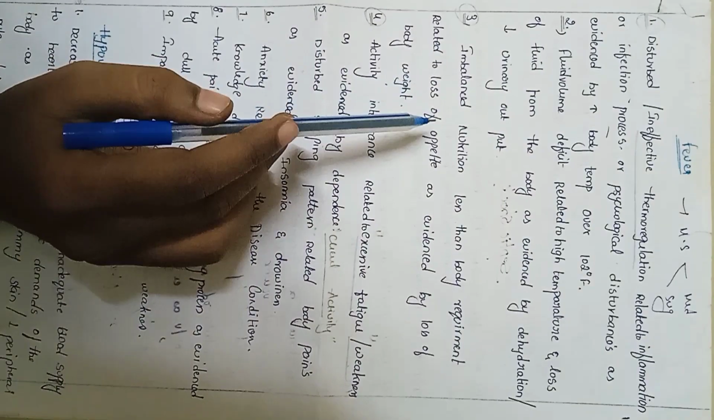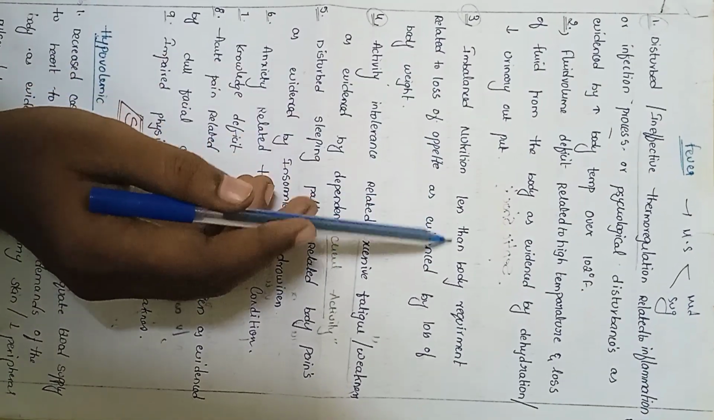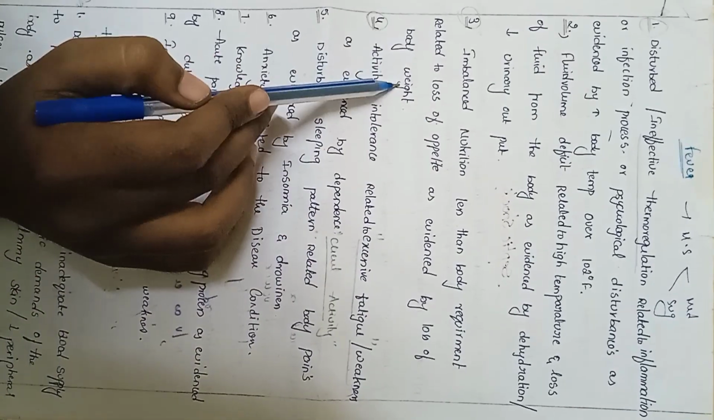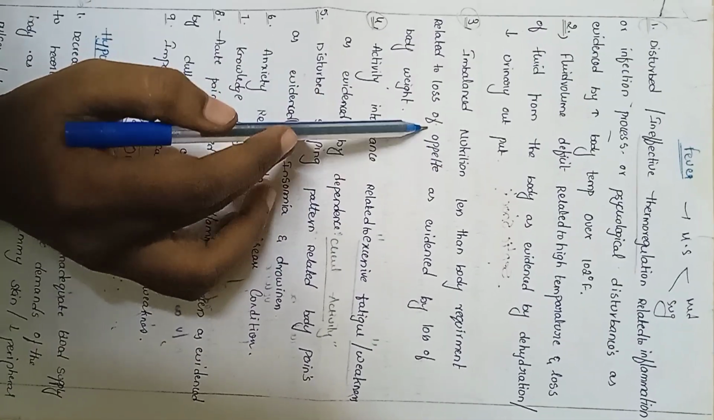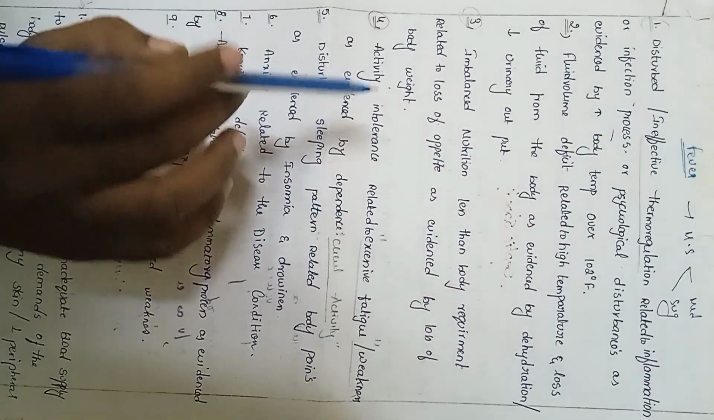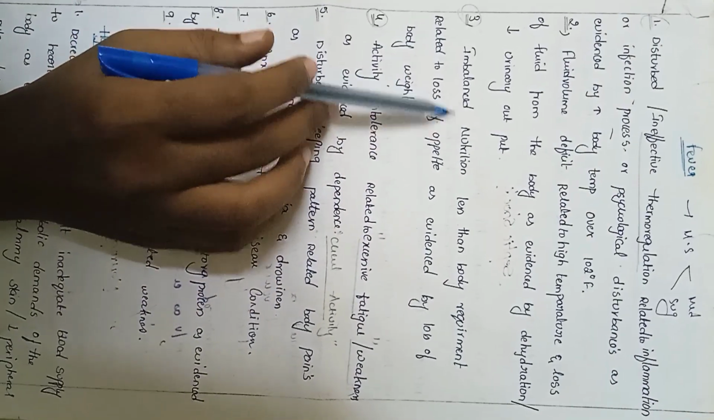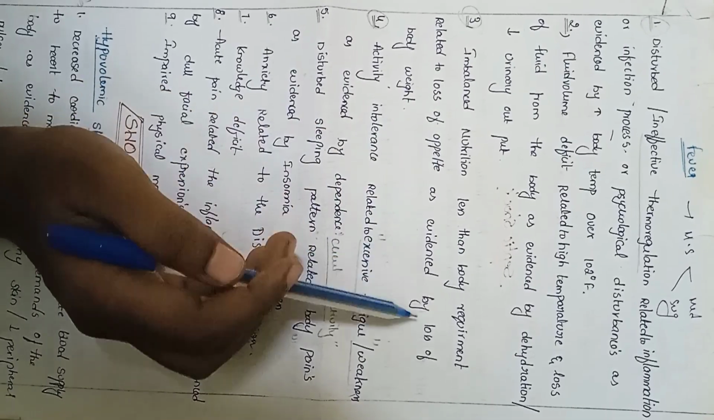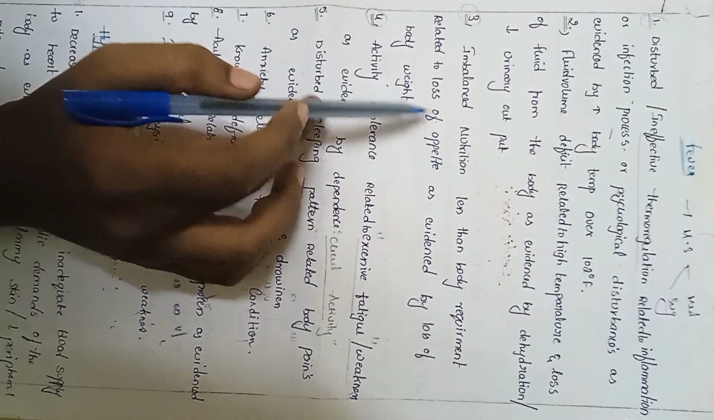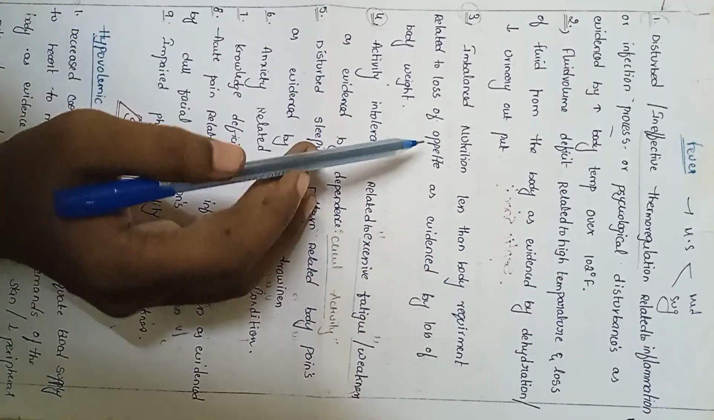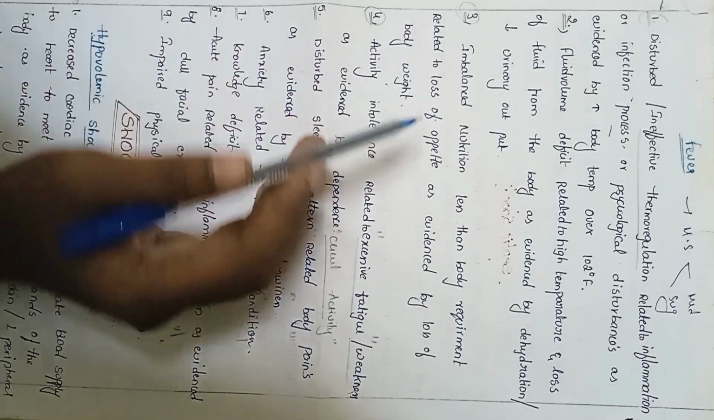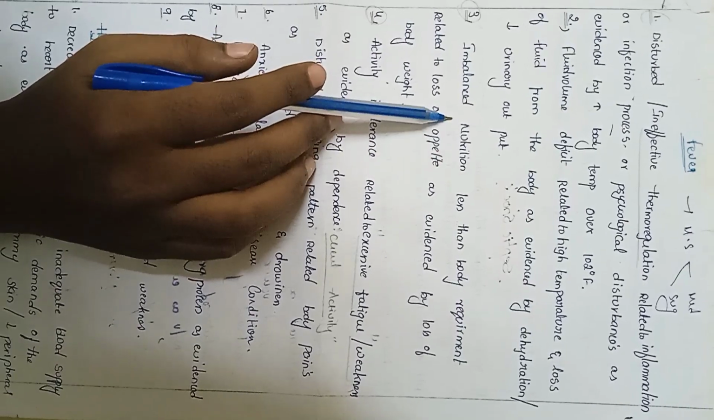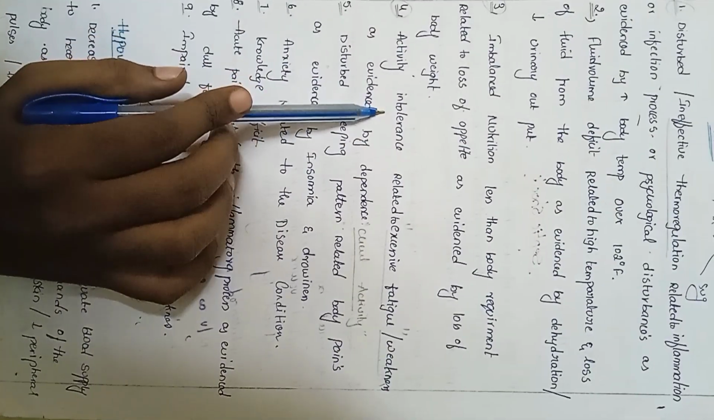And next, the third diagnosis for fever is imbalanced nutrition less than body requirement related to loss of appetite, as evidenced by loss of body weight. This is a general condition we can write for fever or any other cases. Because of imbalance in taking a nutritious diet, we will see loss of weight. So mainly we can write this diagnosis for any other conditions also, but for fever also we can write this.